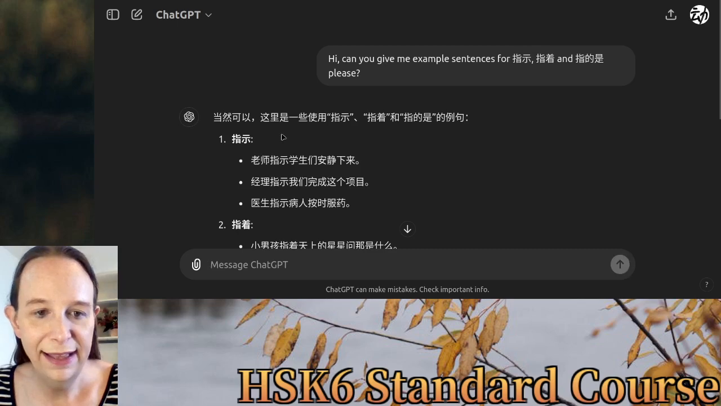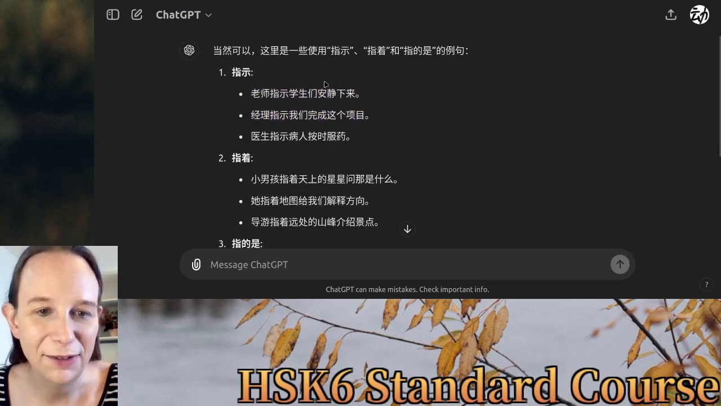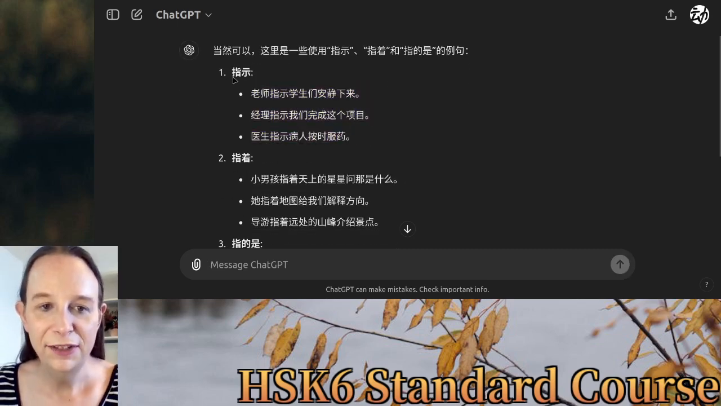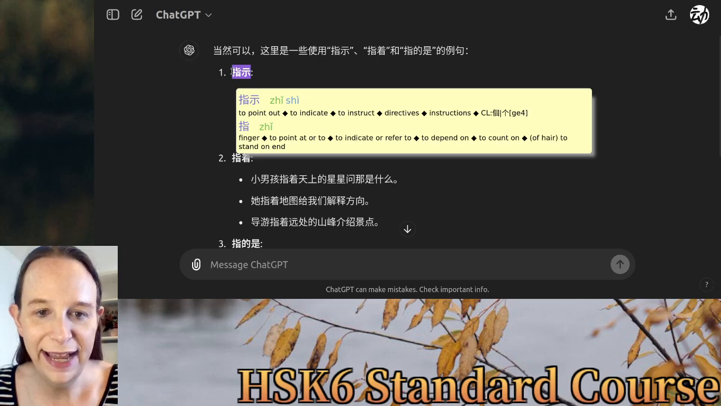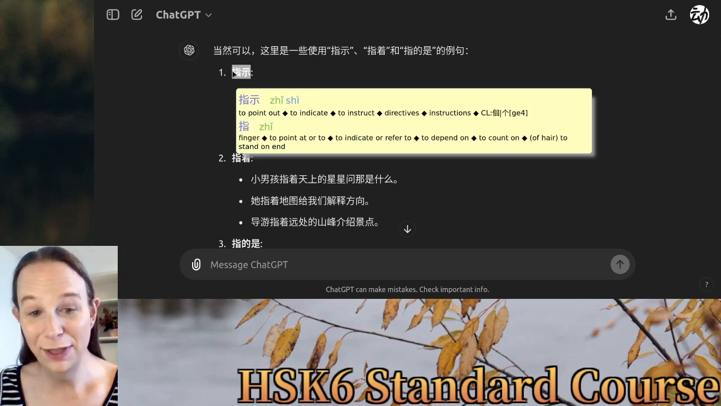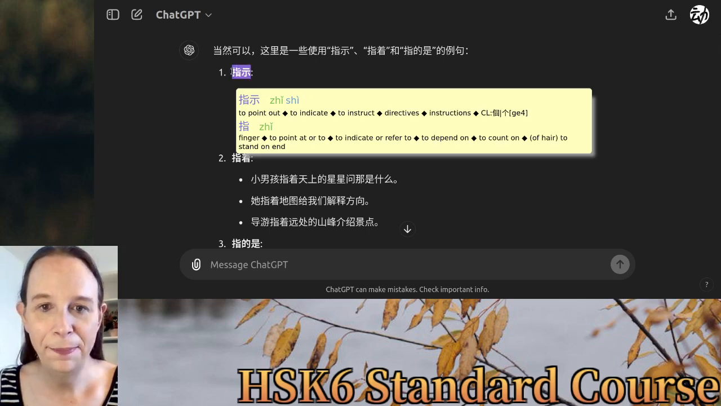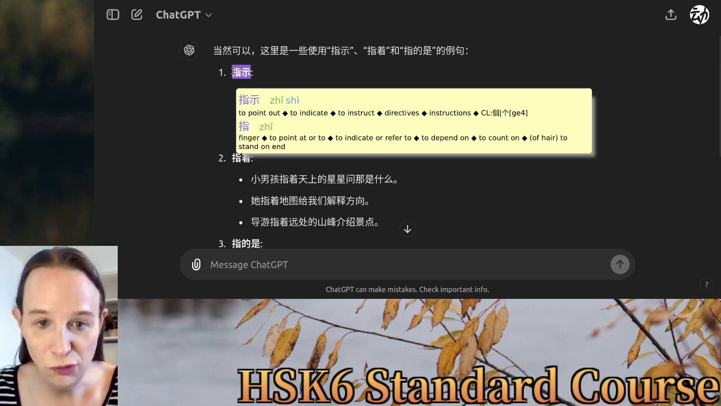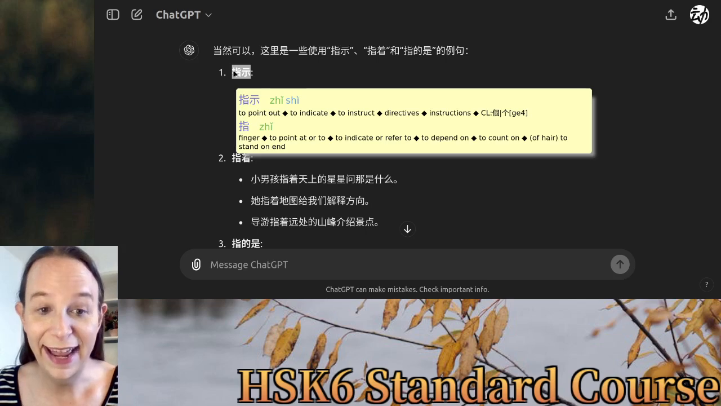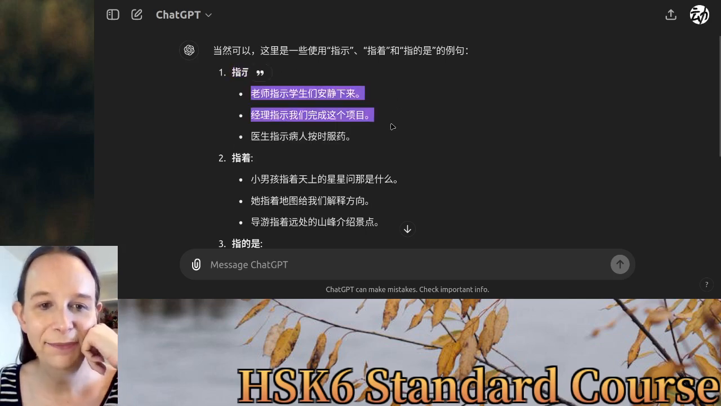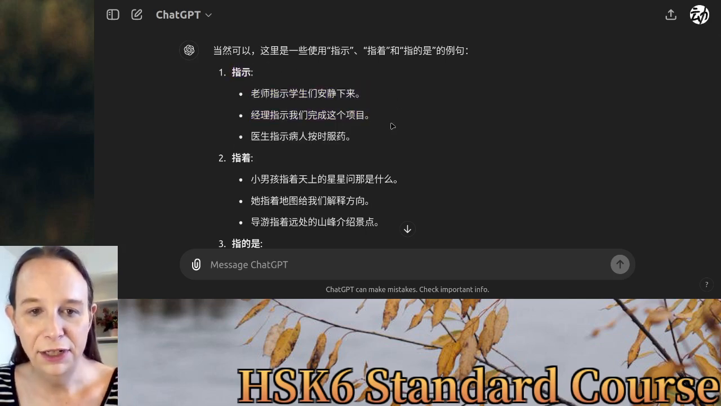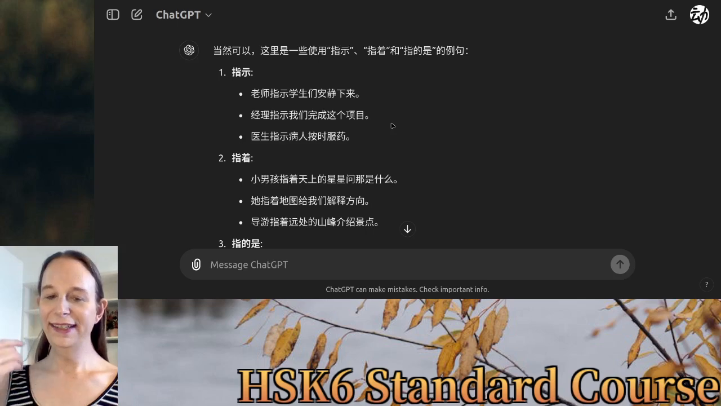当然可以, okay, 直视 kind of like indicate or point out. What do they translate? Point out, indicate, instruct. Yeah, also instruct. Yeah, I've heard about that one. To instruct and instructions, so a verb and a noun. Okay, paying attention. 老师指示学生安静下来. So this 指示 is kind of like instruct.